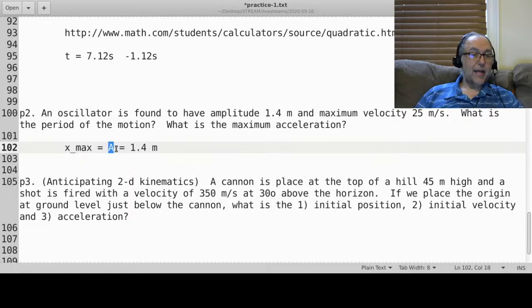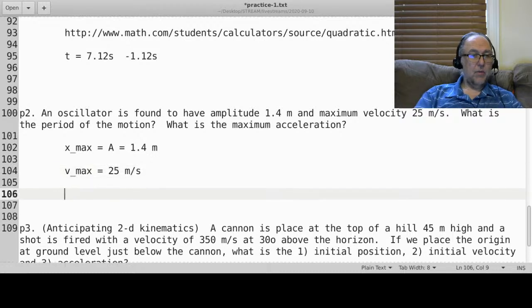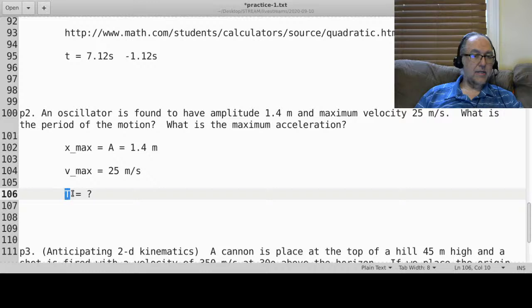Now I call it A, and I'm going to call it A throughout the course because every textbook calls it that. But I kind of like thinking of it as Xmax because there's also Vmax and Amax, and they are given symbols like this. Vmax is equal to 25 meters per second, and I want you to give me the period T. And you go, well, I don't have a formula that involves A, Vmax, and T.